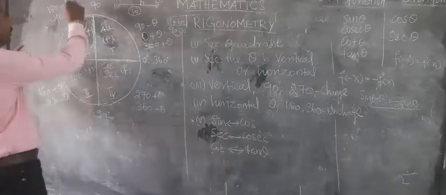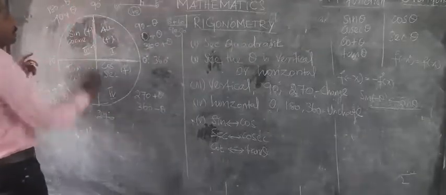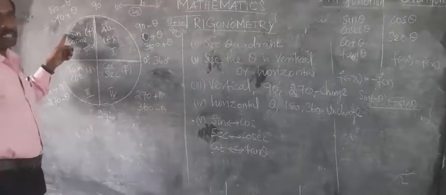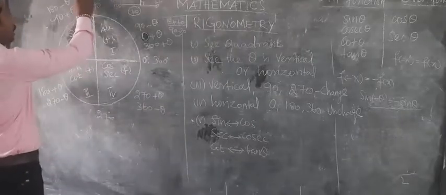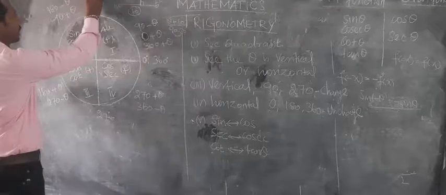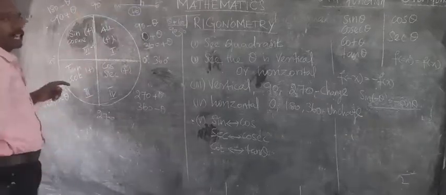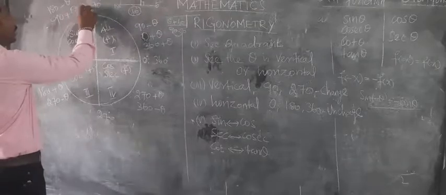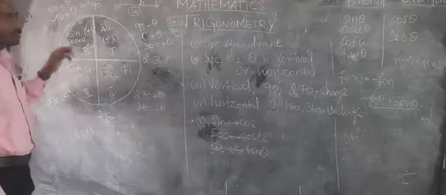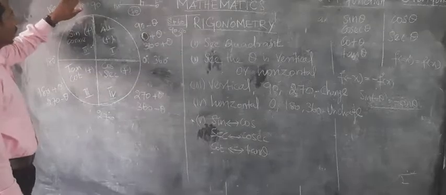For example, here 120 degree. 120 degree will appear here. So how can I write it using the quadrant area? 90 plus 30, I can get. Otherwise 180 minus 60, it will give the 120. So this is the main concept. So what is your value?